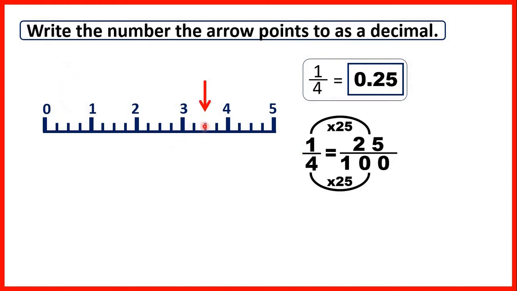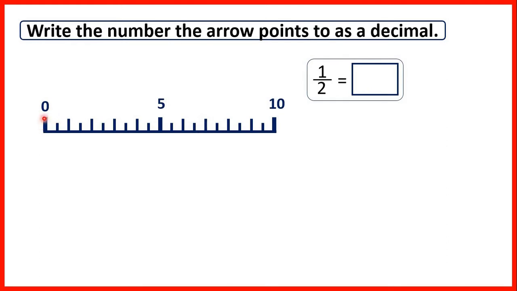So here, the arrow is pointing to 3.5, because it's halfway between 3 and 4, or because it's 3 and 2/4, and 2/4 is 0.50, so just 0.5. And finally, we have something that's 3/4 after 4. Now 3/4 is 0.75, because 3 times 25 is 75, and it's after 4, so that's 4.75.